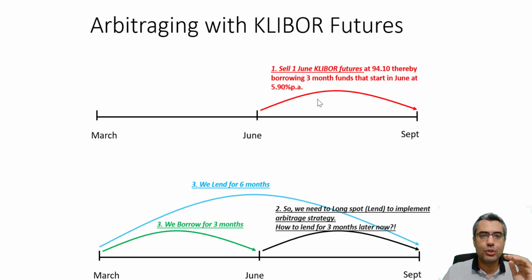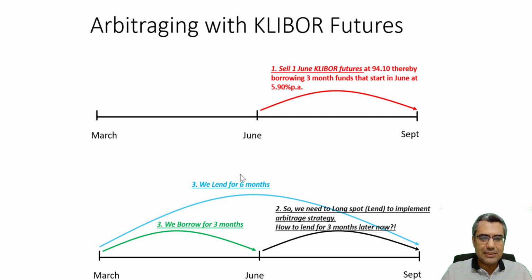Now, how to complete this arbitrage? We don't want to be affected by interest rate changes. You need to lend in June for 3 months. If you lend in June for 3 months, then you won't be affected by interest rate changes, right? How to lend? Today we are in March. How can I lend in June? I cannot go to a financial institution or to someone and say, hey, I want to lend to you in June, right? So what you do is lend in June to cover this borrowing in June.